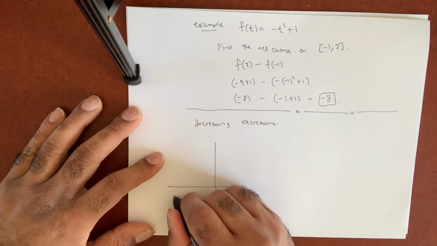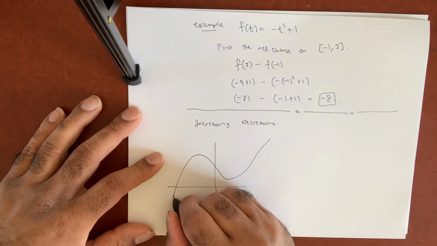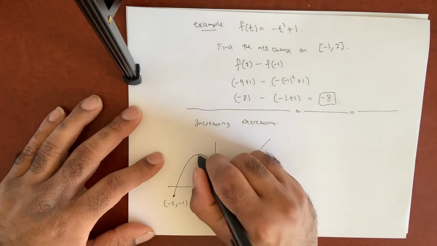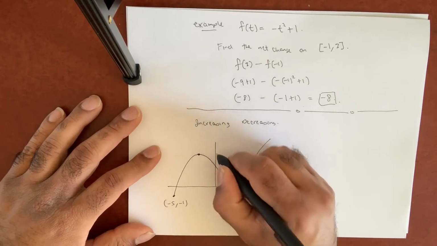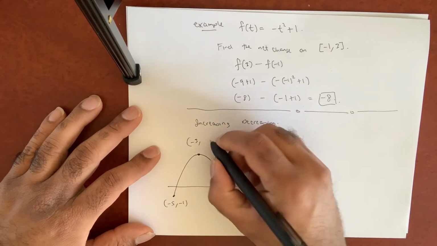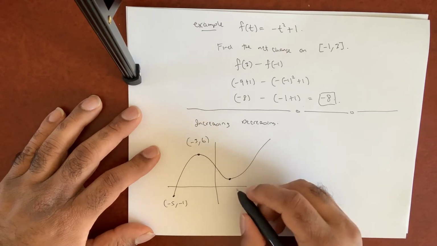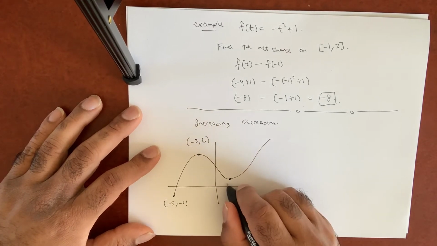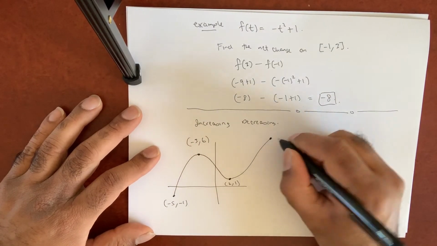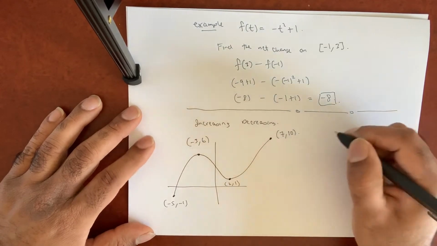So let's say you had something like this. Let's say this point was -5, -1. This point, sort of the top of this hill, was the point -3, 6. This point here at the bottom of the hill is, say, the point 2, 1. And then we end over here at, say, 7, 10.